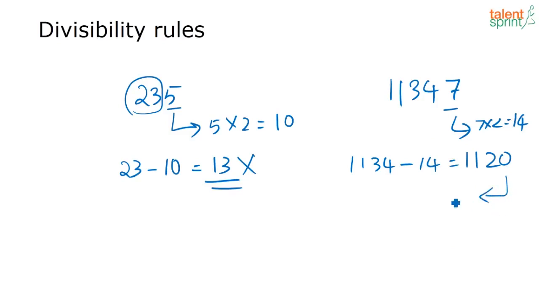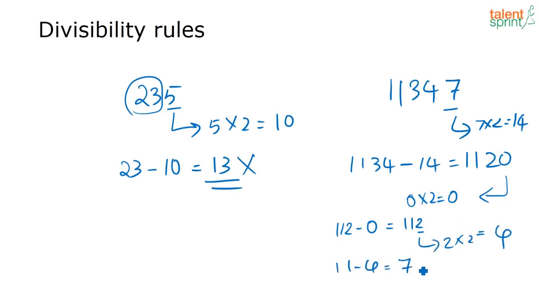So if it is 1120, the last digit is 0, correct? So 0 into 2 is 0. So you are left with 112, correct? 112 minus 0 is equal to 112. Now again the last digit is 2, 2 into 2 is 4. Now take the remaining digits, 11 minus 4 is 7.